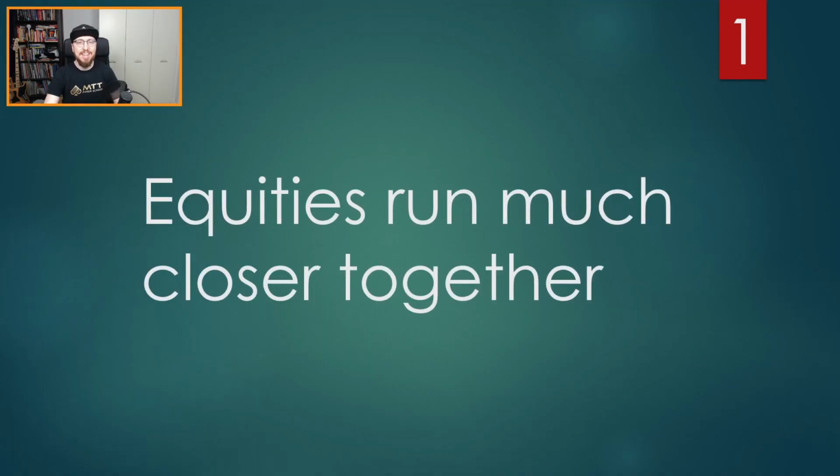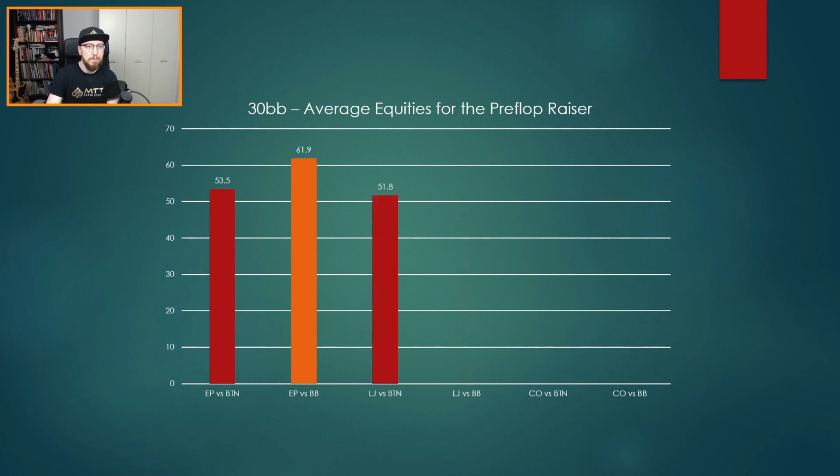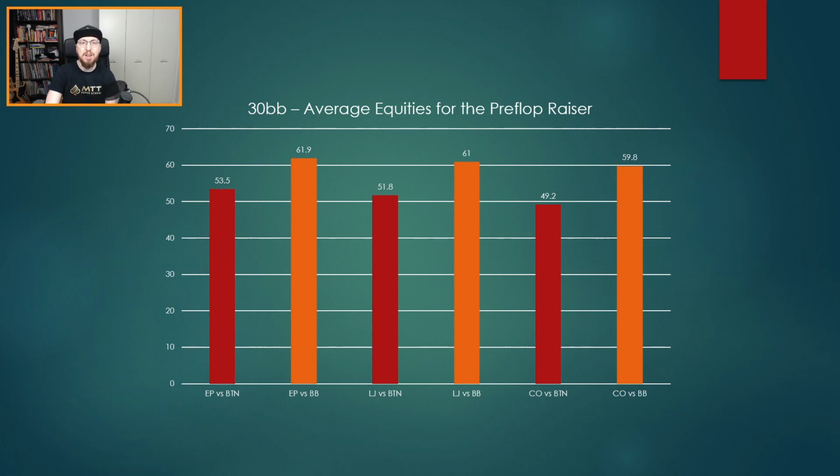Number one, equities run much closer together. Let's take a look at this graph. What we've got here is 30 big blinds, average equities for the pre-flop raiser, whether they're in position or out of position. First of all, EP versus the button, so out of position, 53.5%. And then EP versus big blind, you can see is much, much higher, 61.9%. Same goes for low jack versus button, 51.8, low jack versus big blind, 61, and then cutoff versus button, 49.2, and cutoff versus big blind, 59.8.